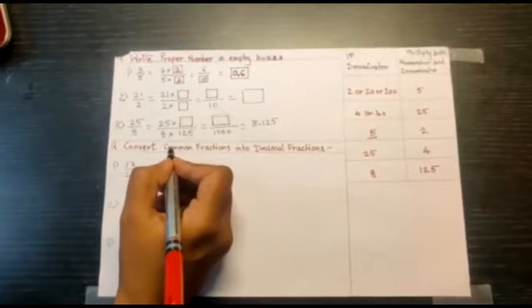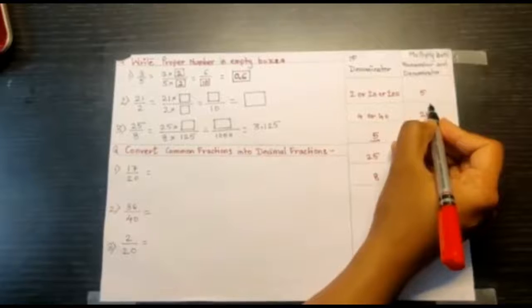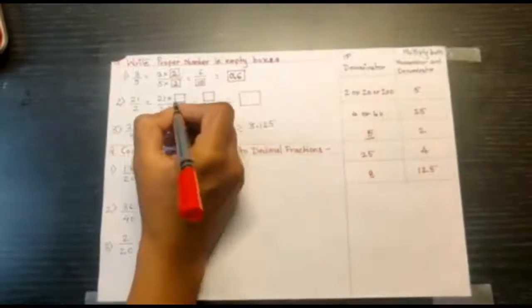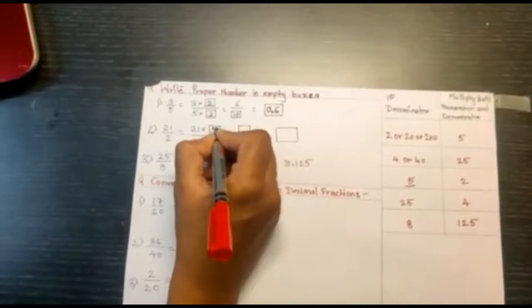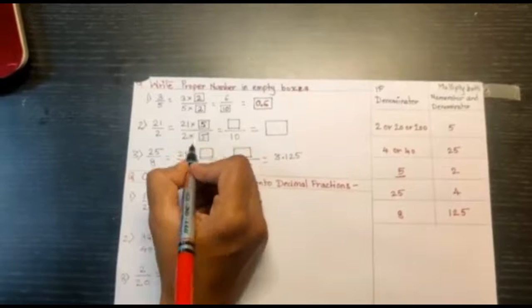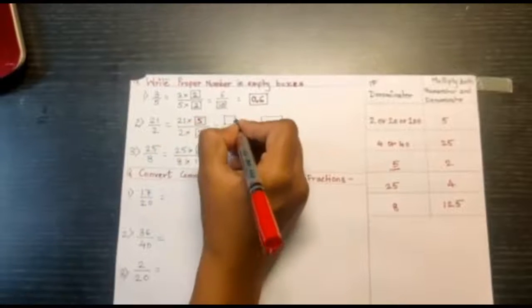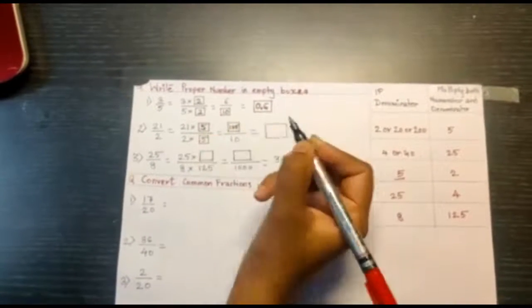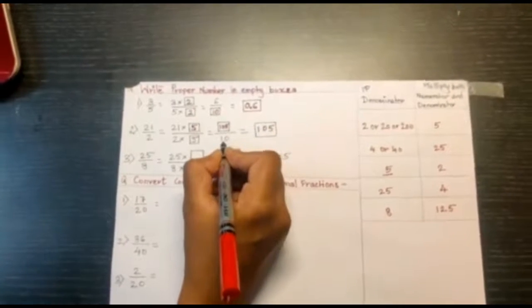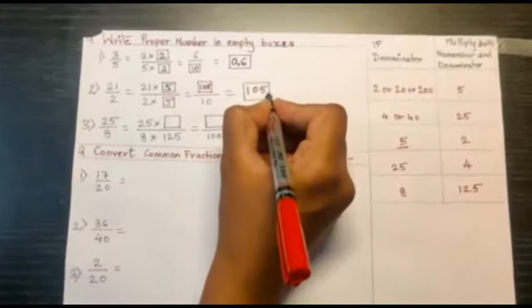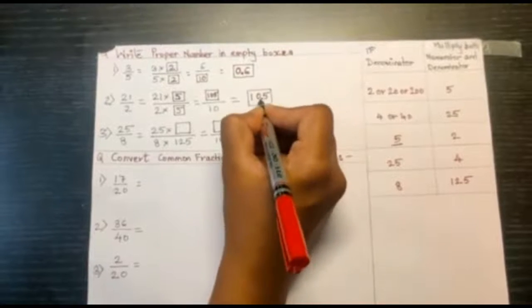Now let us see a second example. 21 divided by 2. Our denominator is 2, so we will multiply by 5, and we will multiply the numerator also by 5. So the denominator comes as 10. Over here, 5 ones are 5 and 5 twos are 10, so 105. Over here we will write 105. Children, the denominator is 10, so we will count how many digits? Only 1, because there is only one 0. So 10.5.